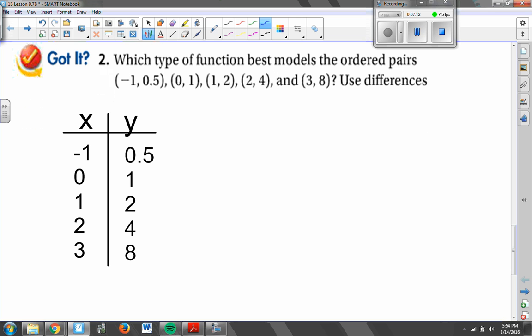I would like you to take a look at these ordered pairs, please. This function here. I would like you to decide which type of function would model this set of ordered pairs, this data in this table here. Okay, pause the video, take a look at that, please. Come back and I'll tell you what we should get.